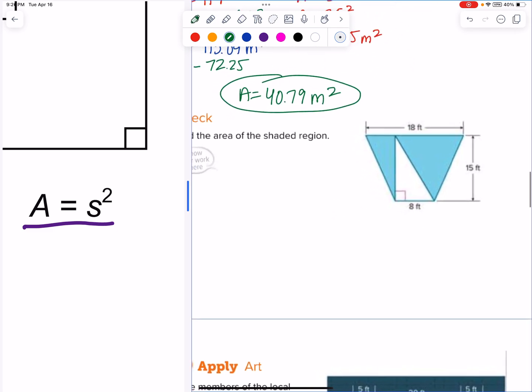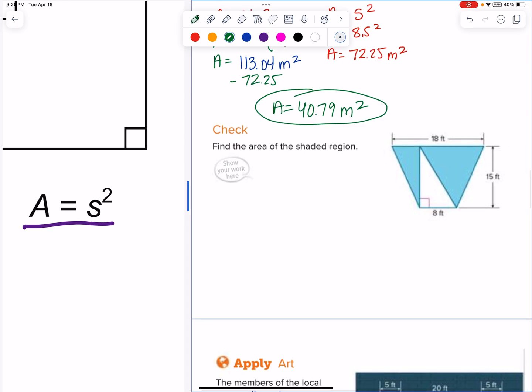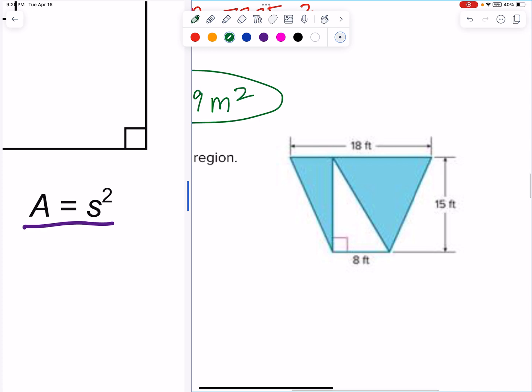All right, try out the check here. They want the area of the shaded region. So you can look at a couple things.